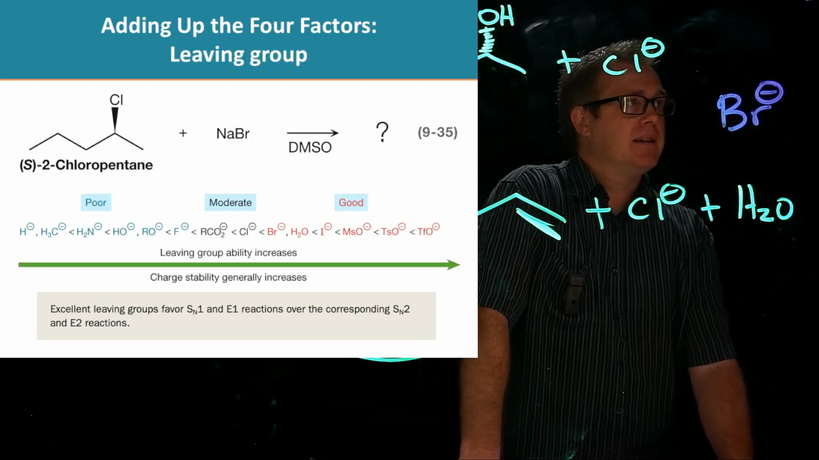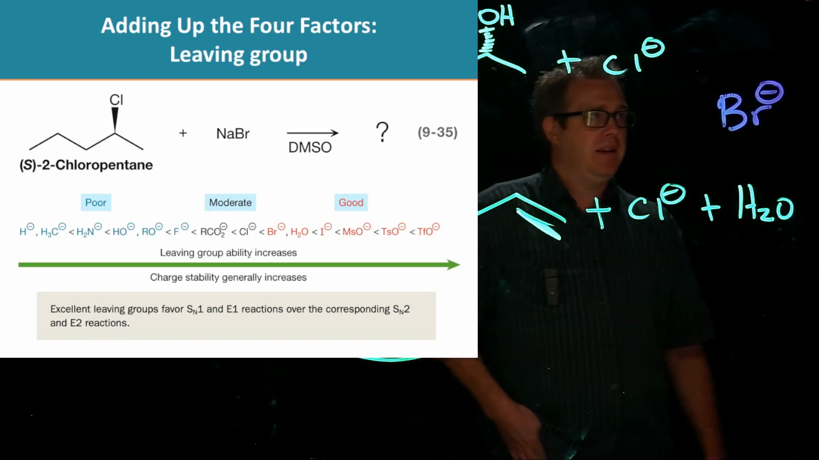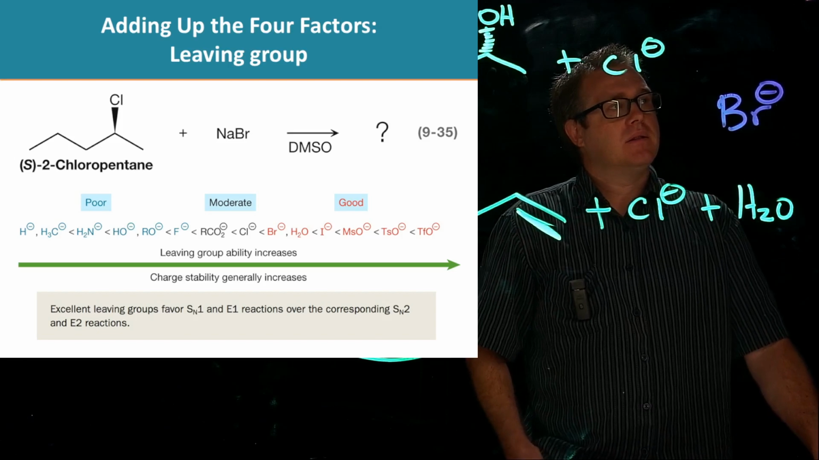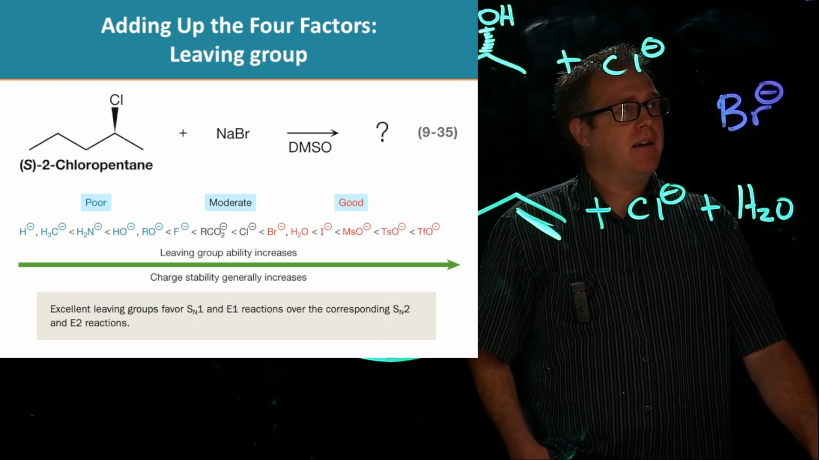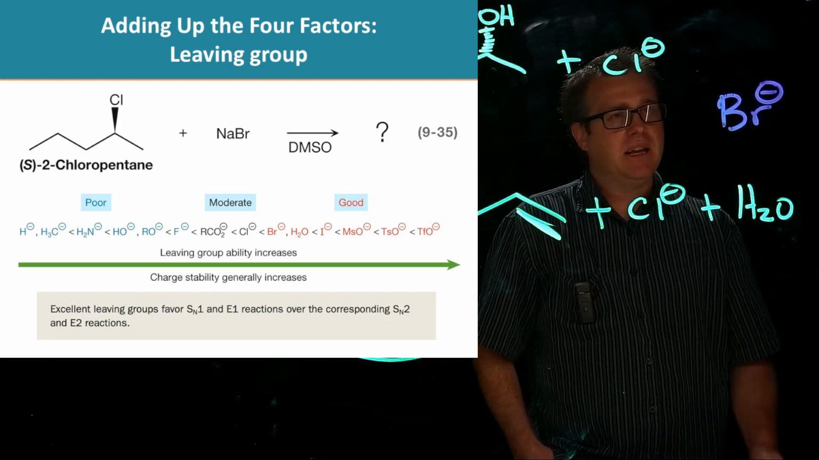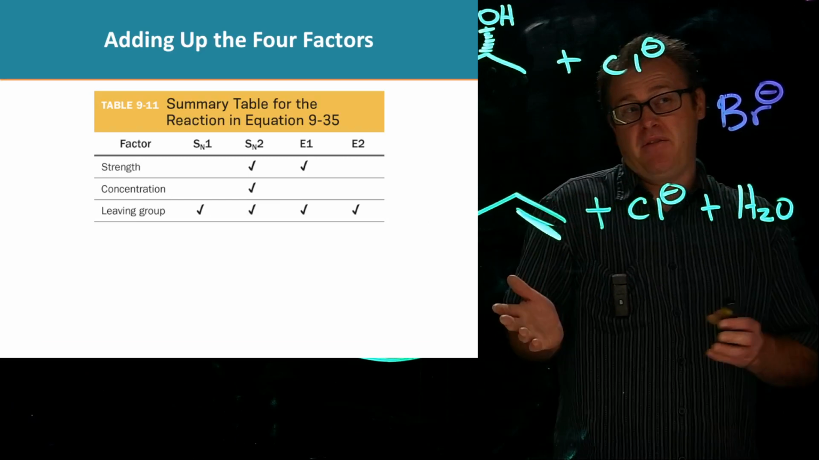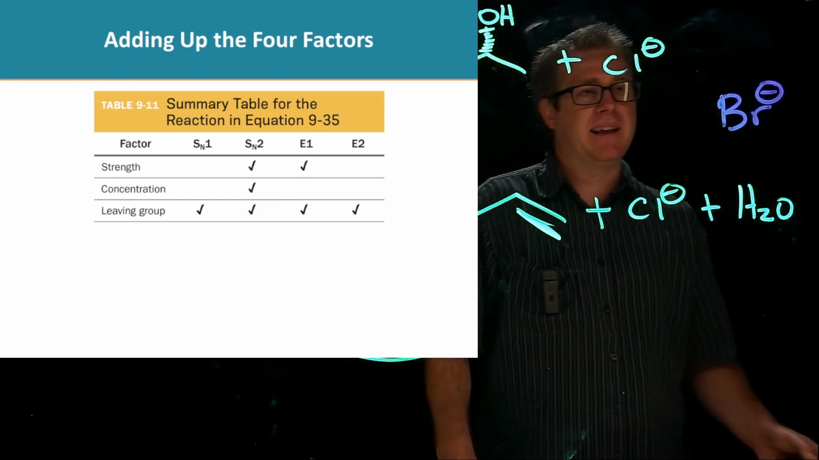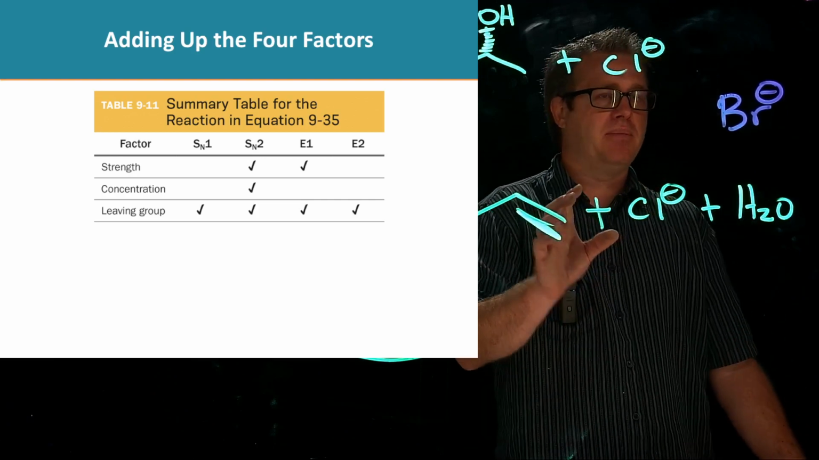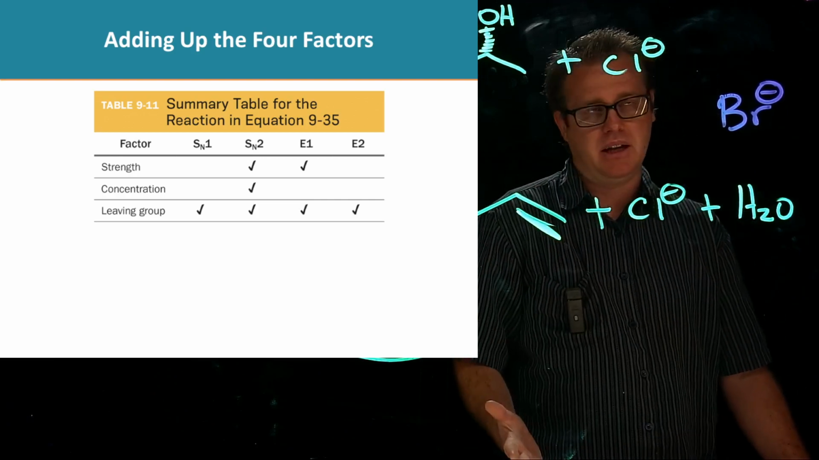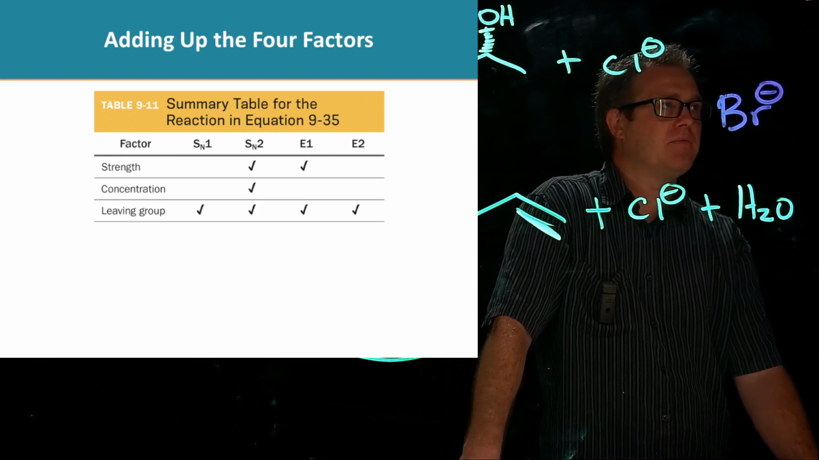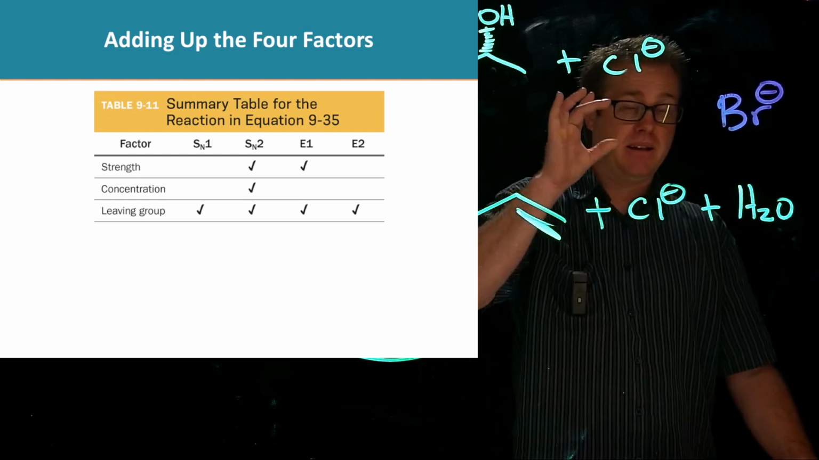Now we go to the next, the leaving group ability. Is the chloride there a decent leaving group? Yes, it is. And leaving group ability really affects all 4 reaction mechanisms. So that one's an easy one. If it has a good leaving group, all 4 choices are a possibility. So we have all the check marks there when we're just looking at the leaving group only.